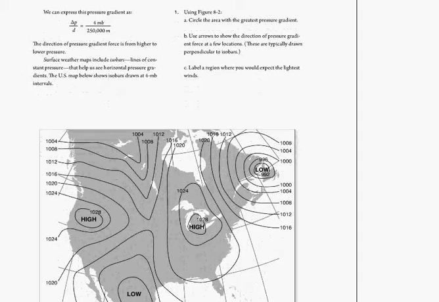The map says circle the area with the greatest pressure gradient. The pressure gradient is related to how close together the isobars are on the map. So an area with a strong pressure gradient would be right through here. This would be an area where the pressure gradient is very, very strong, where the isobars are getting close together, because over a short distance you are having a big change in pressure.